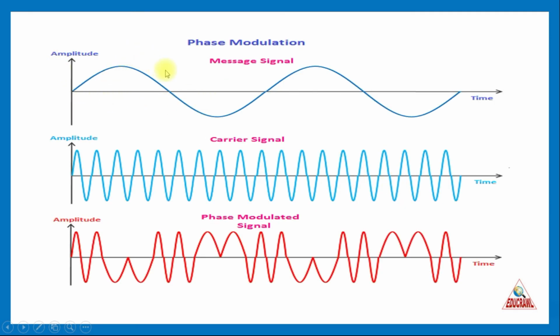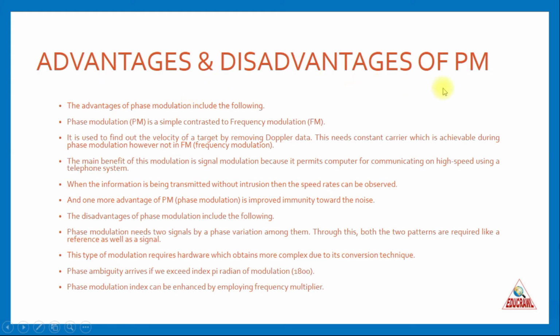See, this first one is the message signal, or the base signal. Next you have the carrier signal. See how the phase modulated signal is done. The angle or the phase changes at some places. This is the phase modulated signal. Now the advantages and disadvantages of phase modulation.